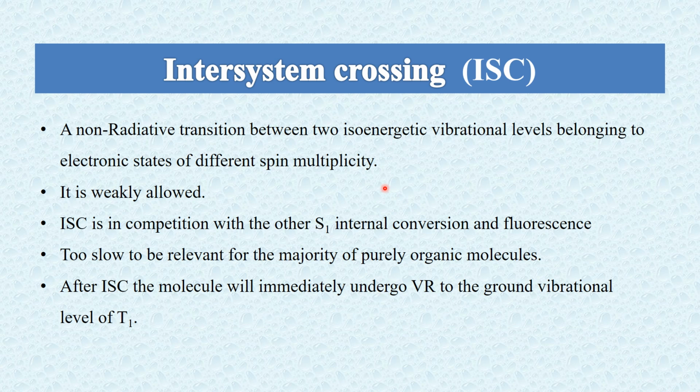Next is inter-system crossing. It is weakly allowed. It is a non-radiative transition between two isoenergetic vibrational levels belonging to electronic states of different spin multiplicity.